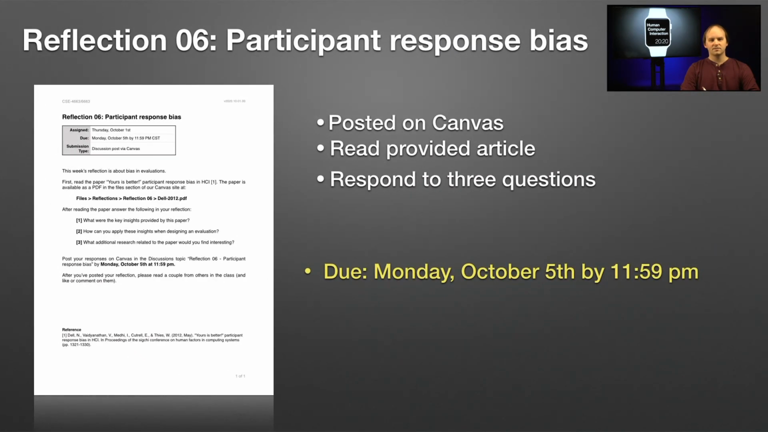All right, next up, you have a new reflection today. It's about doing studies, about evaluation. It's a paper from, I think, an HCI conference. And it's about the different biases people have when you ask them to evaluate something. I think you'll enjoy it. So for the reflection, you'll just read that paper. It's on Canvas. And then there are a couple of questions about the paper. And that'll be due on Monday by midnight, like it usually is.